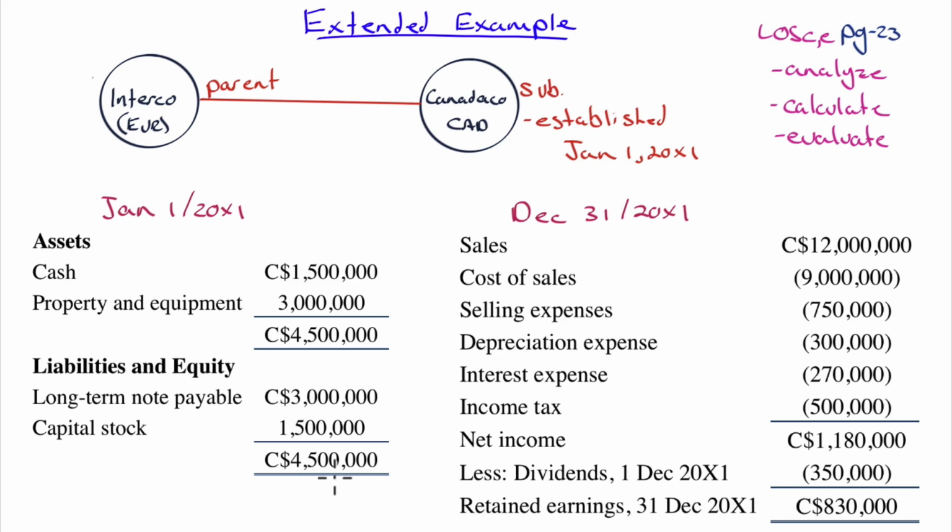That's January 1st. Throughout the year, this is the income statement for December 31st, 20X1. We can see sales all the way down to net income, and then we have a retained earnings component down here, less our dividends for the year and retained earnings ending amount for December 31st. So this is what we started with. This is the income statement that happened during the year. Let's look at the balance sheet we have at the end of the year.